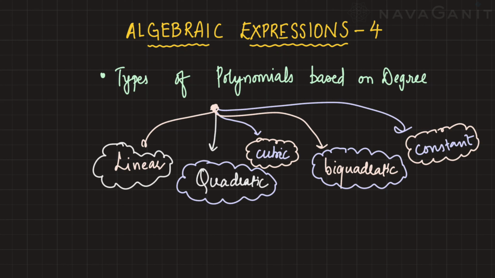Now let us look at various types of polynomials based on their degree. So we can have linear polynomials, quadratic, cubic, biquadratic, constant polynomials, etc. Let us look at each one of them in detail.